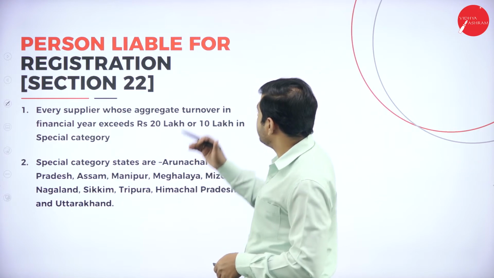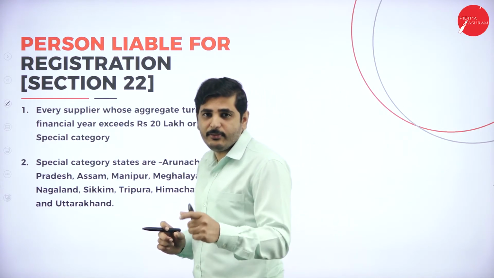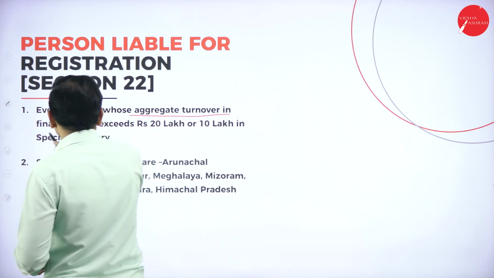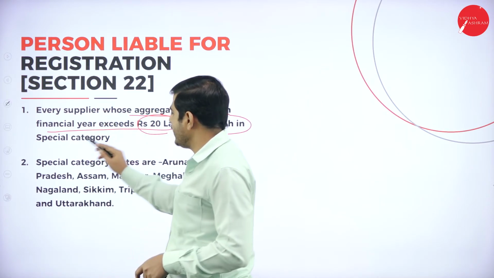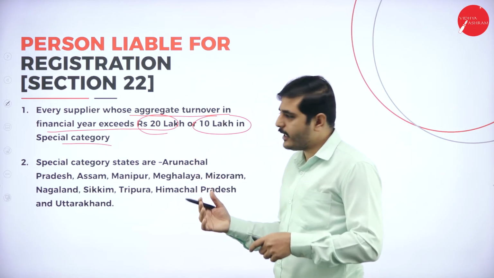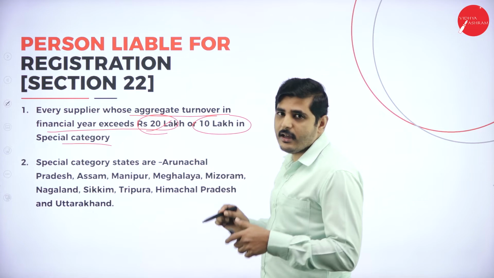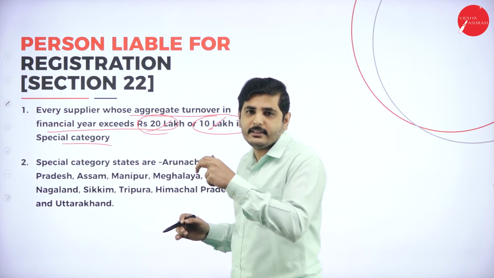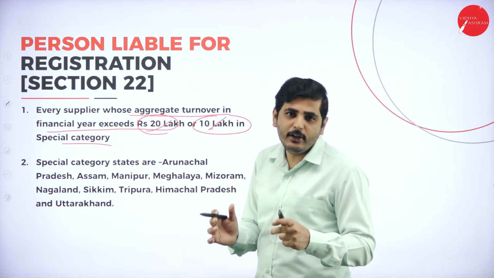Next one, persons liable for registration. What are the persons liable for registration? First one, every supplier whose aggregate turnover in a financial year exceeds 20 lakh rupees, or 10 lakh rupees in a special category. Special category means northeastern states come under special category. So if their business exceeds 20 lakh rupees in the ordinary category, or 10 lakh rupees in the special category, that person is legally liable to get registered.